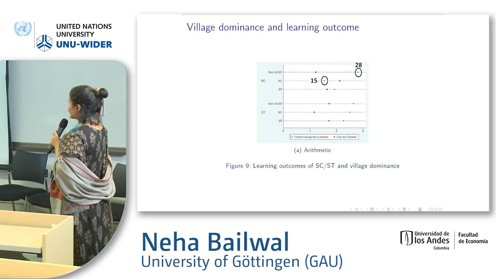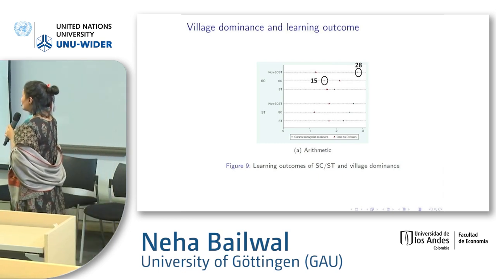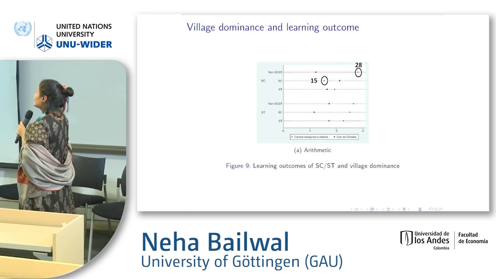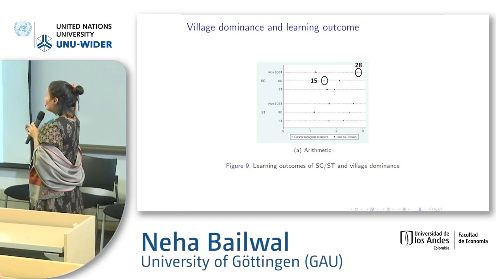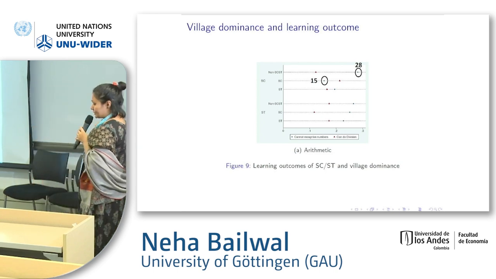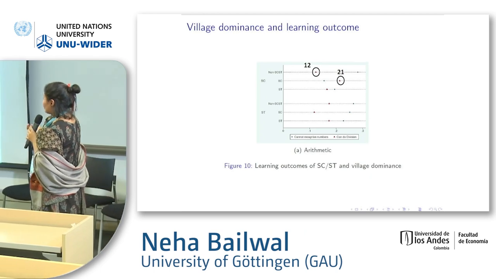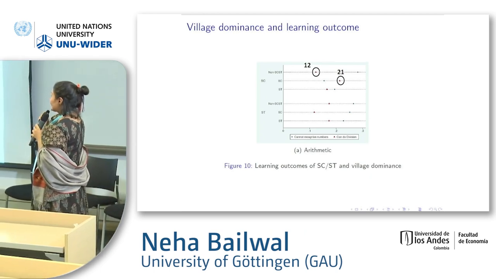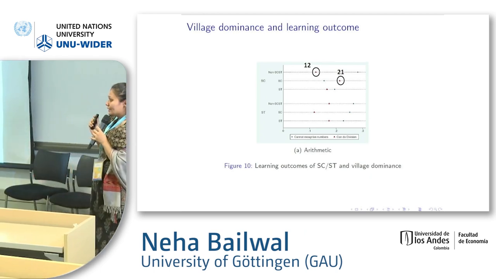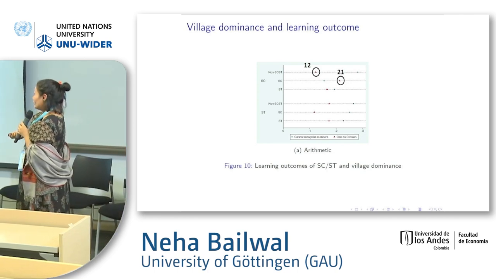This is for the reading skills, and this is also true for arithmetic. Once again, we see that the proportion of students who cannot recognize numbers is lower for SC kids when they stay in their own caste dominated villages compared to non-SCST dominated villages. And they do similarly in division. So for SCs, the clear pattern is that they are doing better in their own caste dominated villages compared to the higher caste dominated villages.